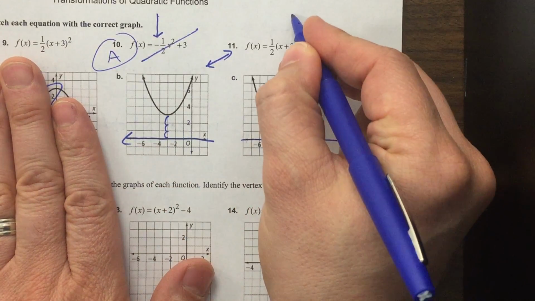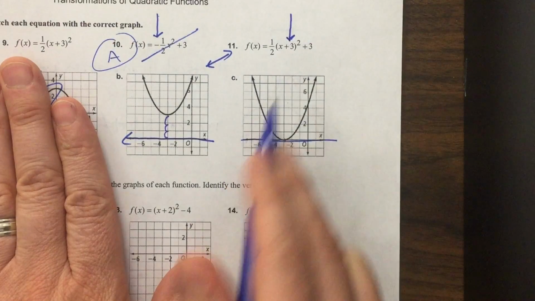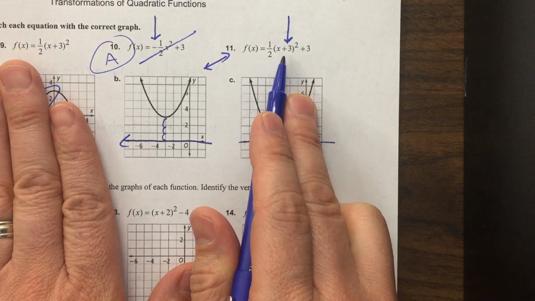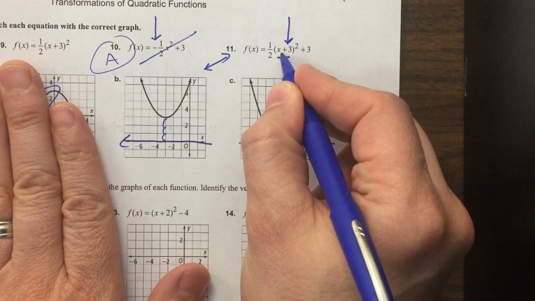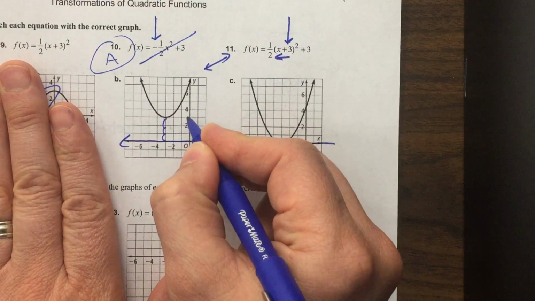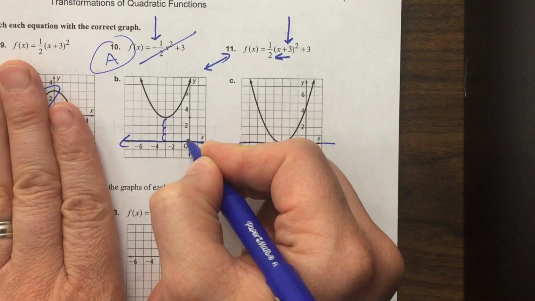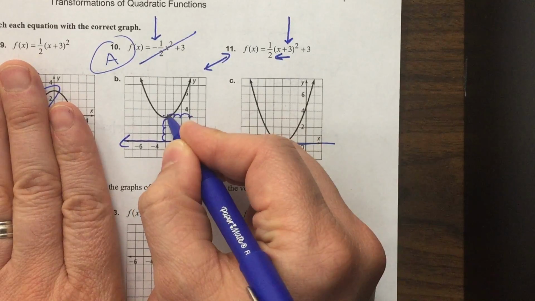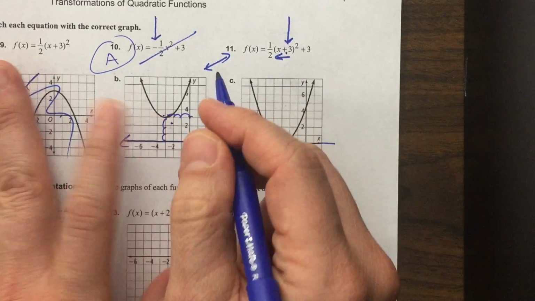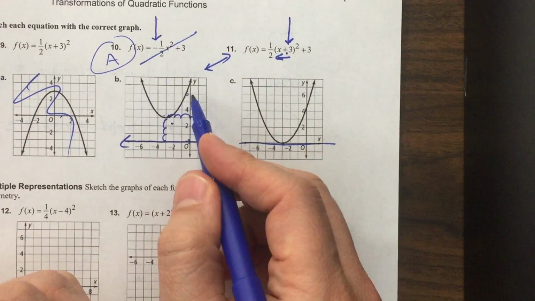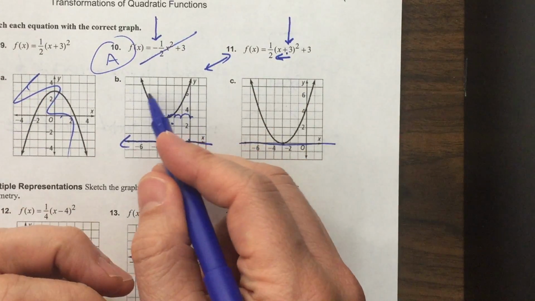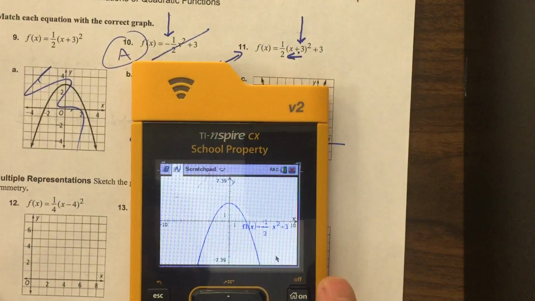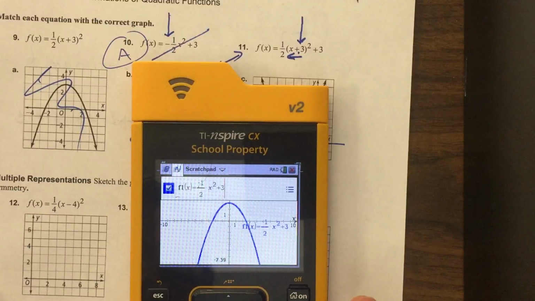We also have a +3 in parentheses. That's a horizontal change. We learned that the horizontal changes are opposite of what you would think. That should make it go 3 to the left. This guy did go 3 to the left. He was over here, and he went 3 to the left. He went 3 to the left, and he went 3 up. The half made it get a little bit wider, which is hard to see because there's no parent function to compare it with, but it does look like it is a little bit wider. Okay, we can graph that to check it.